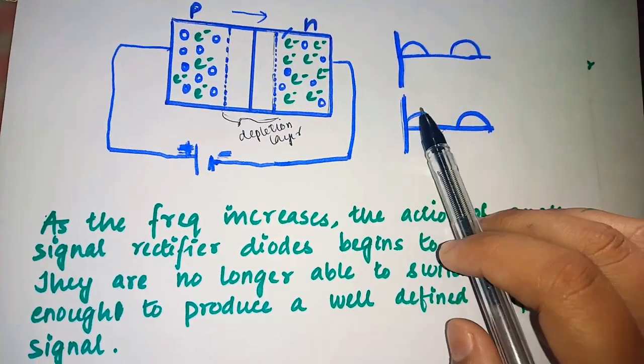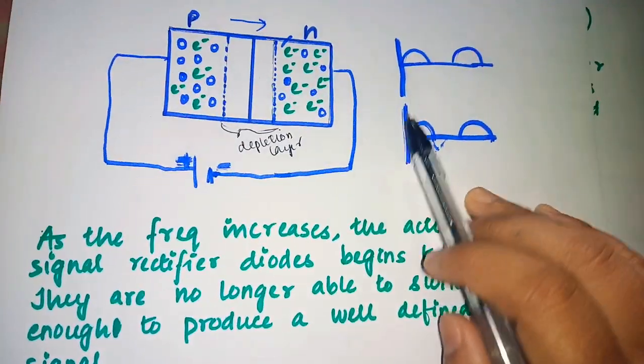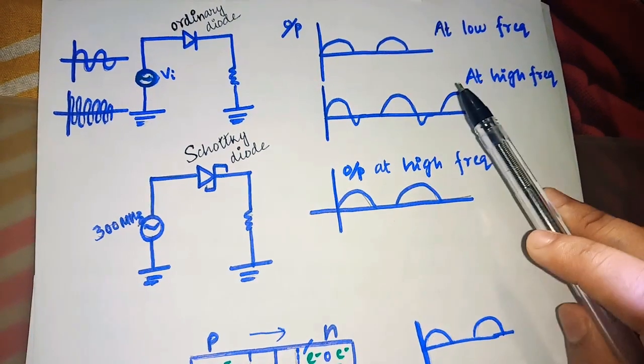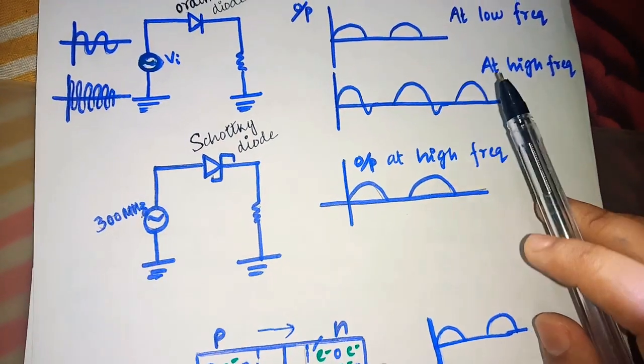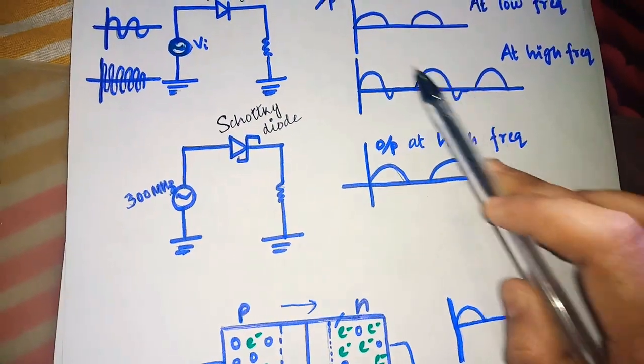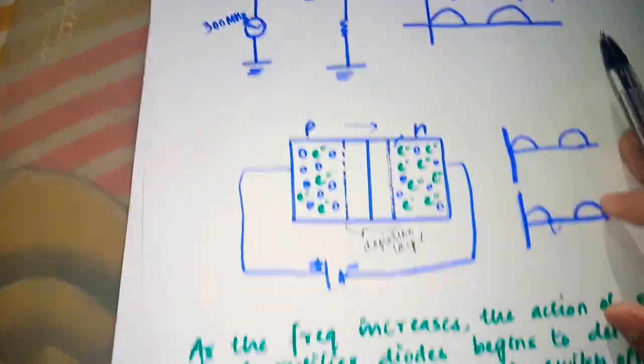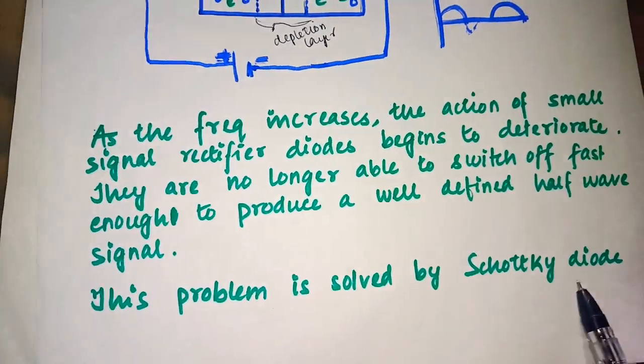Here we have already seen that as we increase the frequency, it is no longer able to produce a well-defined half wave, and the negative cycle also appears. This problem is solved by the Schottky diode.